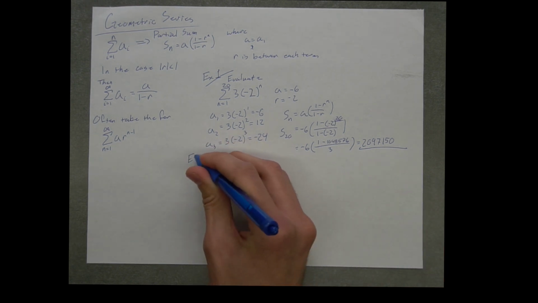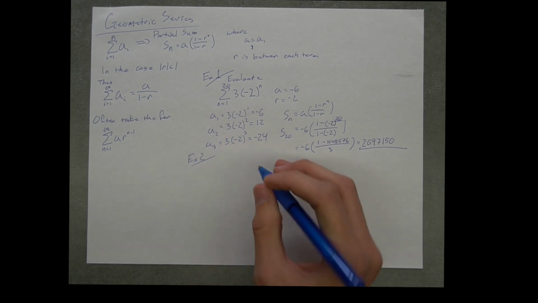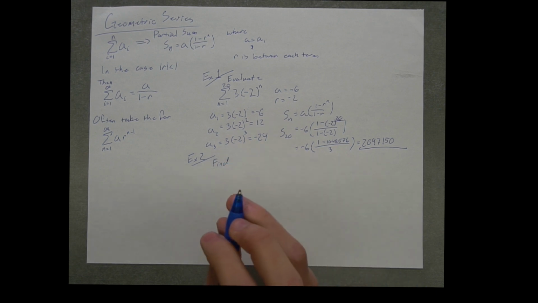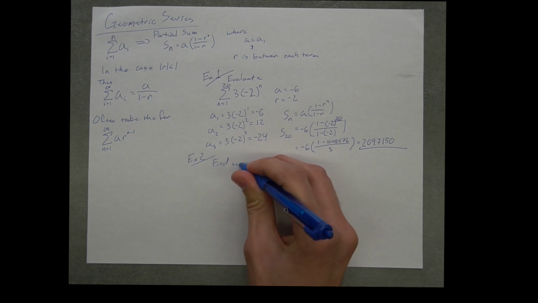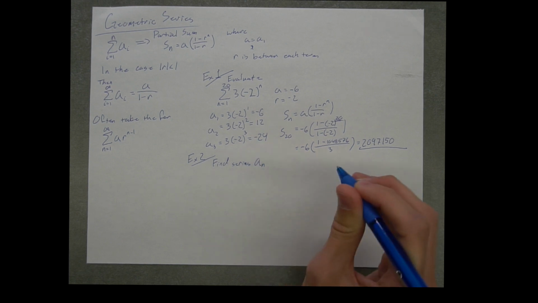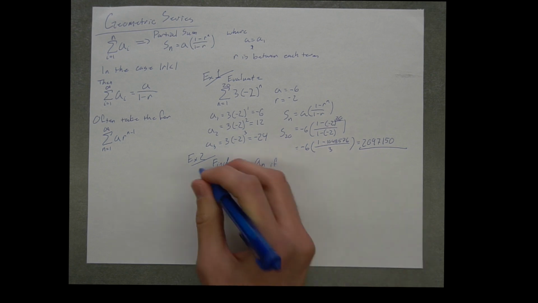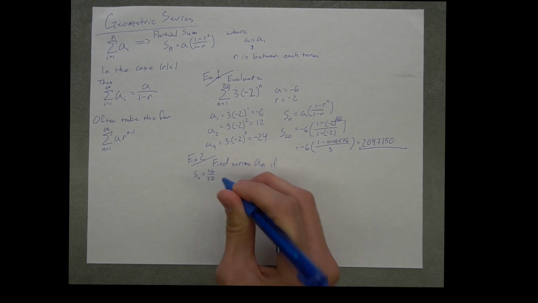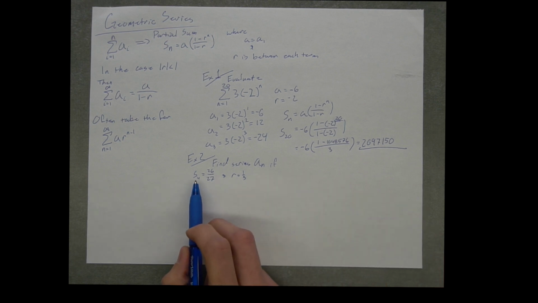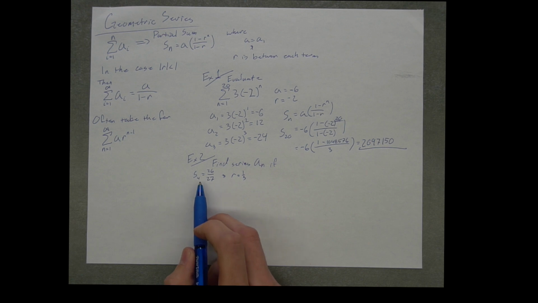Now we'll move on to example 2. We want to find the series given a partial sum. So find the series a sub n if S sub 4 is equal to 26 over 27 and r is equal to a third. What this is saying is that when we take the first 4 terms of our series and add them together, we get 26 over 27. And the ratio between each term would be 1/3.